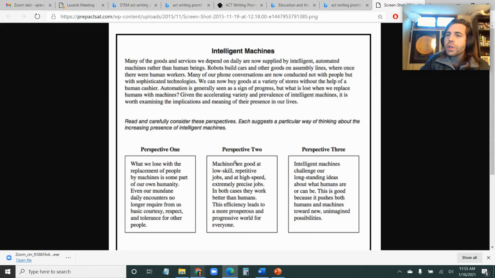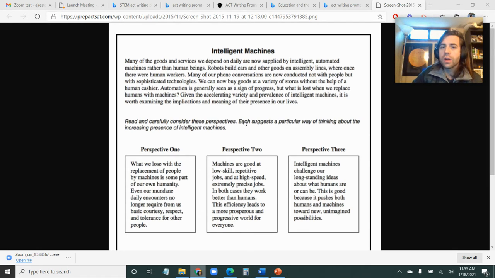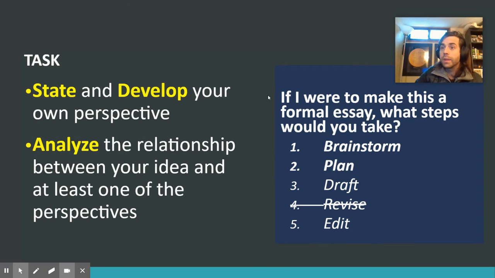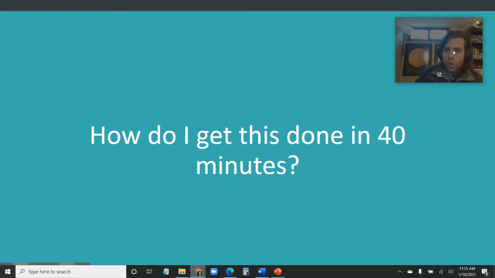And I'm going to spend a portion of my essay saying, when I think about this other perspective, here's how it connects or disconnects with mine, right? And I'll explain what I mean by a counter argument a little bit later. So in approaching this, how do I get this task done in 40 minutes?